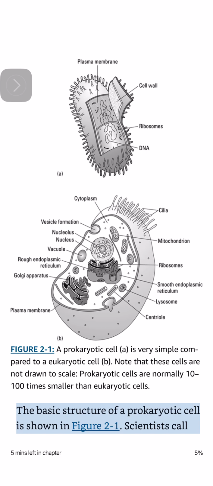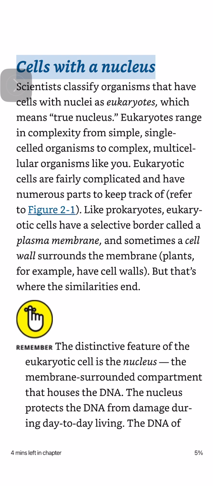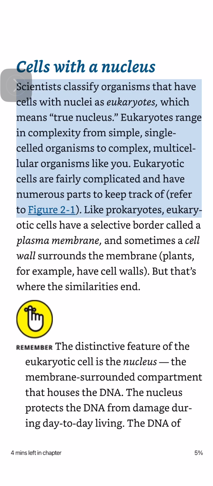Scientists call the pieces of DNA inside cells chromosomes. See the section, Examining the Basics of Chromosomes, later in the chapter. Cells with a nucleus. Scientists classify organisms that have cells with nuclei as eukaryotes, which means true nucleus. Eukaryotes range in complexity from simple, single-celled organisms to complex, multicellular organisms like humans.